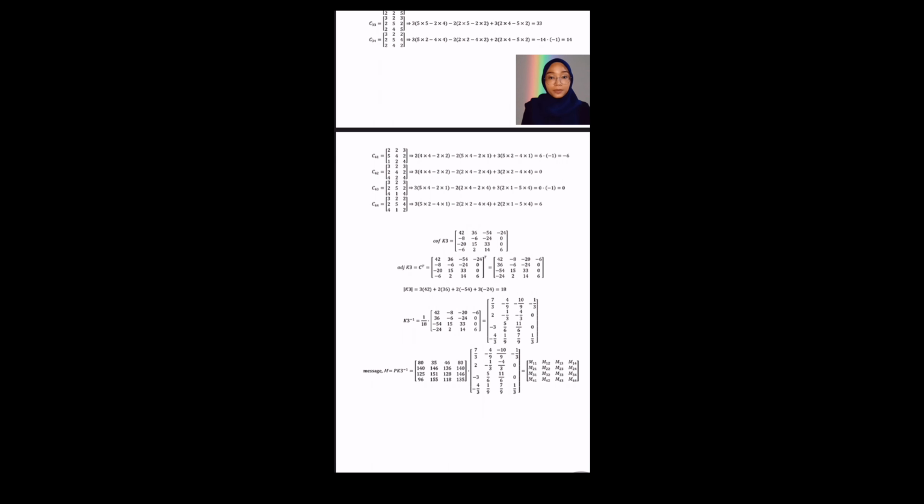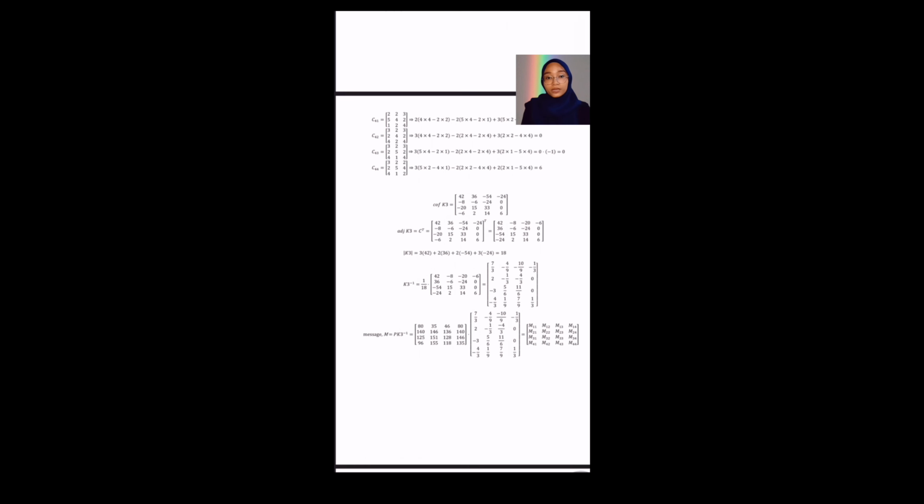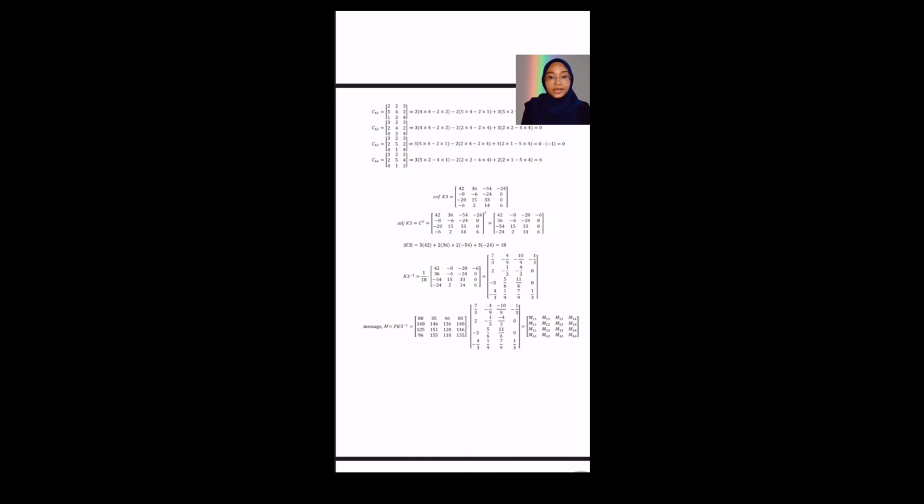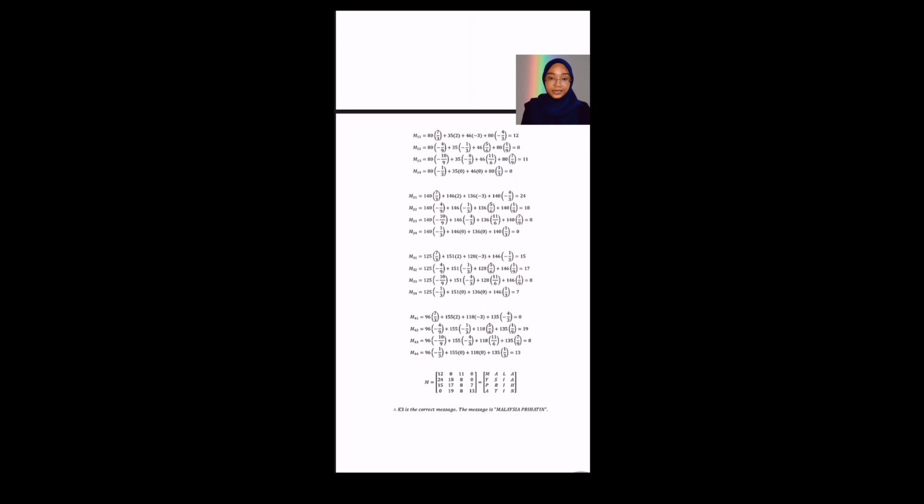Secondly, we need to find the determinant of K3, for which I use both the first row of the original K3 matrix and the first row of the cofactor matrix, which results in a determinant of 18. Now, we are able to find the inverse of K3 by multiplying 1 over 18 with all the elements in the adjoint matrix. Finally, we decrypt the code by multiplying the encrypted message, matrix B, with the inverse matrix K3 inverse. This is the result at the end. Now we refer to the table of numbers and words given. Finally, we found the correct message, which is Malaysia Prihatin.